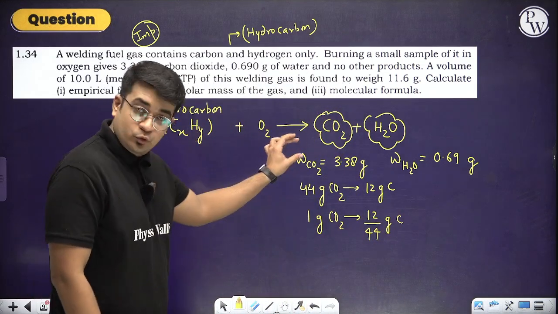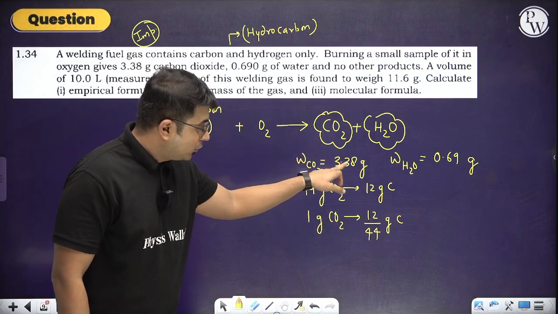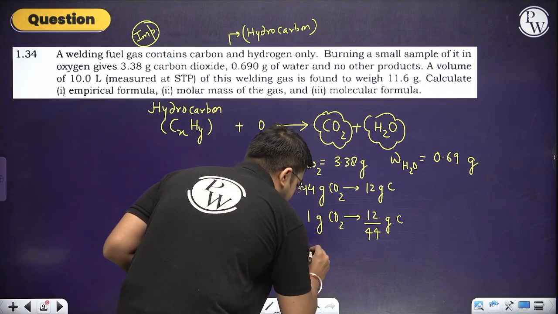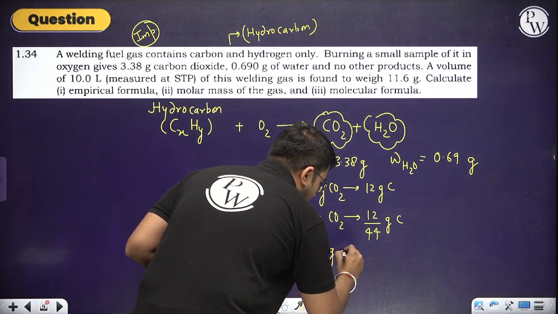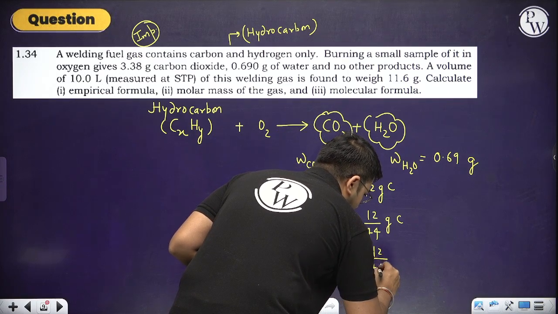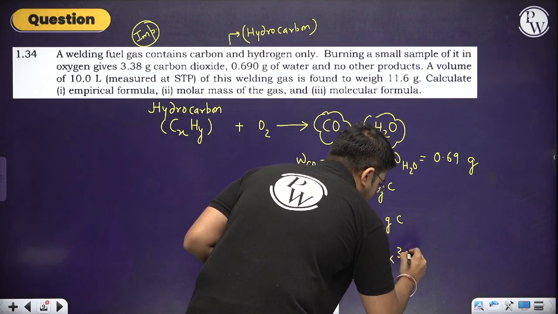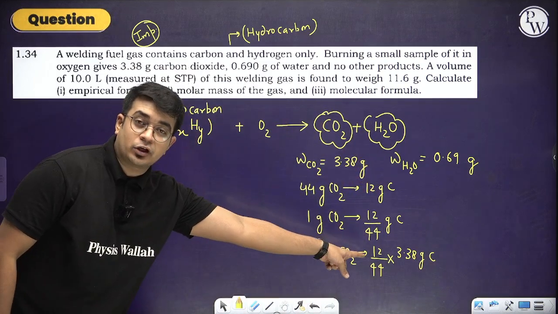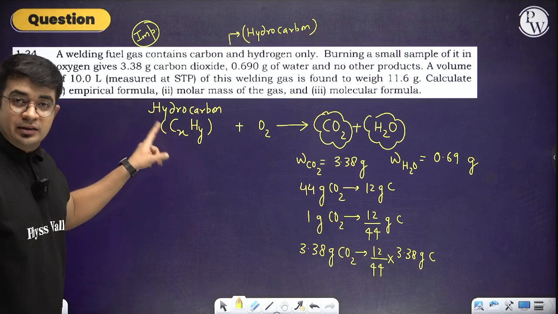It means I am using the unitary method. It means 3.38 gram of CO2 will contain how much carbon? So you can say that 3.38 gram of CO2 will contain 12 divided by 44 multiplied by 3.38 grams of carbon, and this entire carbon whatever we have calculated is coming from this part.